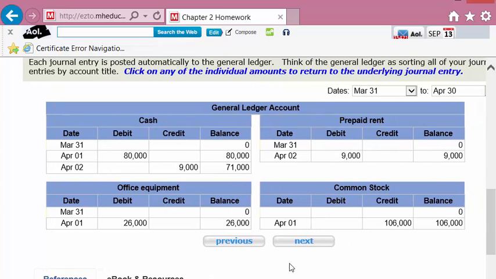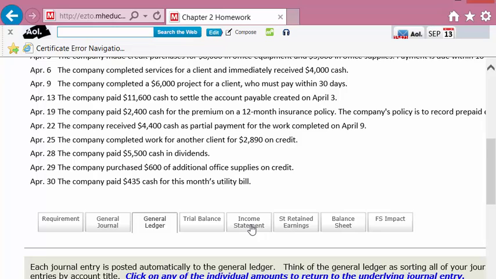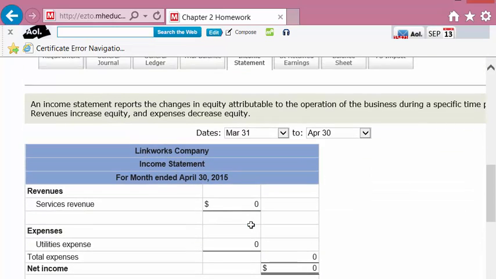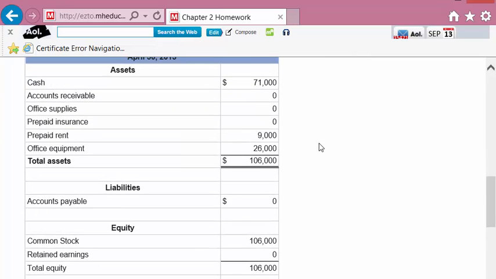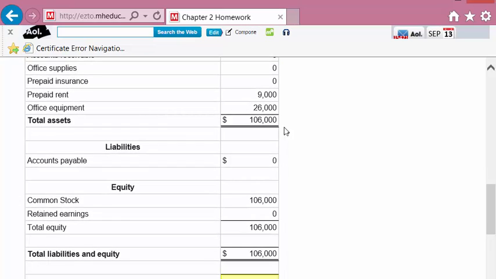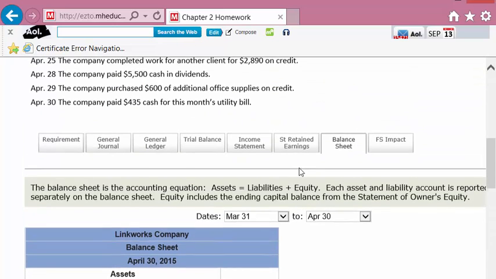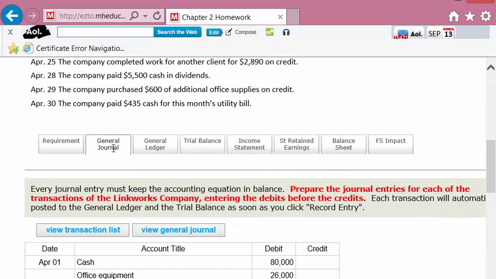Okay, should we see anything on the income statement right now? Show me the income statement. Still all zeros, right? Okay, where should you see the impact of that transaction then, Jeremy? On the balance sheet. Okay, go ahead. There it is. Our cash is now 71,000. Our prepaid rent is 9, right? Notice the total asset stayed the same, didn't it? Right? Okay, nice work. Beautiful.